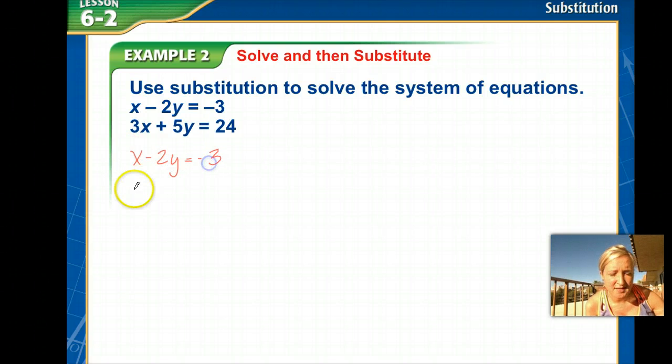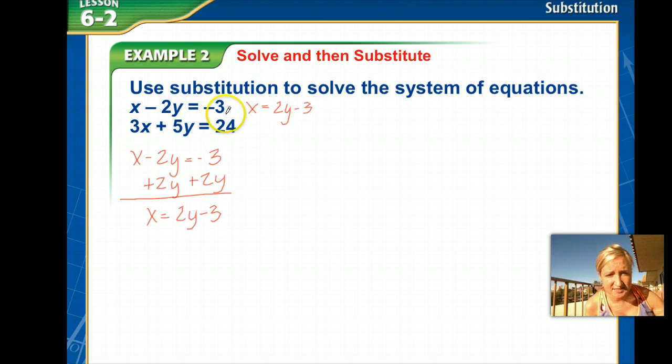So what I'm going to do is add 2y to both sides, and I get x equals 2y minus 3. So this equation here is x equals 2y minus 3. It is the exact same line. We haven't done anything to it. We've just rearranged to solve it for x.